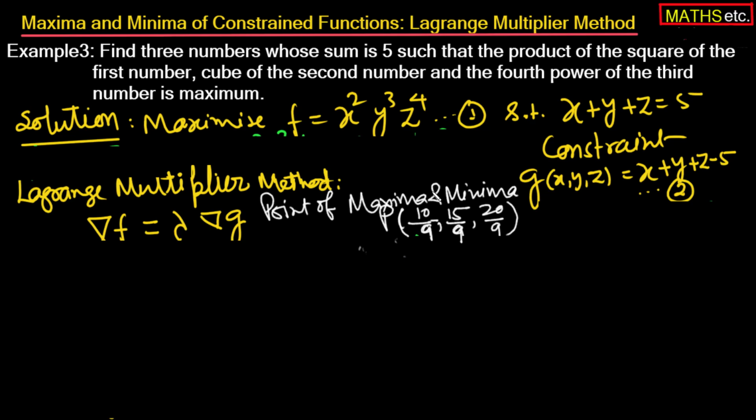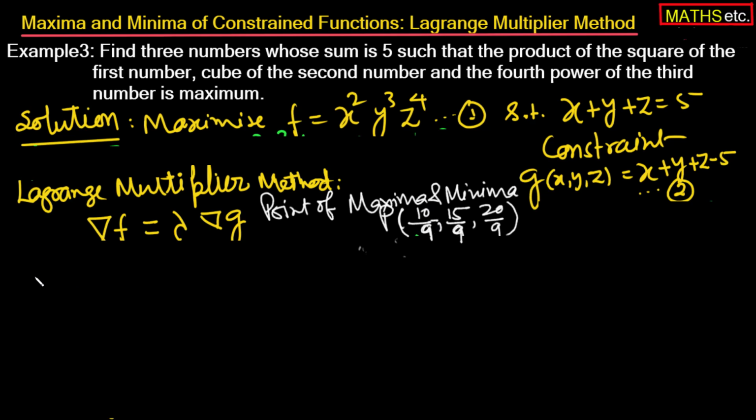On the contrary, suppose this one is a point of minima. It means at this point f is having absolute minima. It means at this point f will have the minimum value. So suppose there is any other point, say x, y, z, right? And at that point, which satisfies the equation of the constraint, it's necessary that the value of f will be greater than the minimum value of the function that we are obtaining at this point, right?